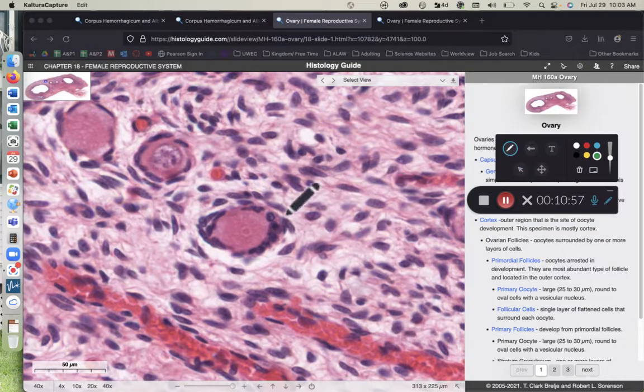As we look at this view right here, this may be confusing for students because there is not the purple nuclei present in the middle of that oocyte. The reason you can't see the purple nuclei is because the oocyte is so large that there are times where you can slice the oocyte and not see the nucleus in the center. Slice it in such a way that you remove the nucleus.